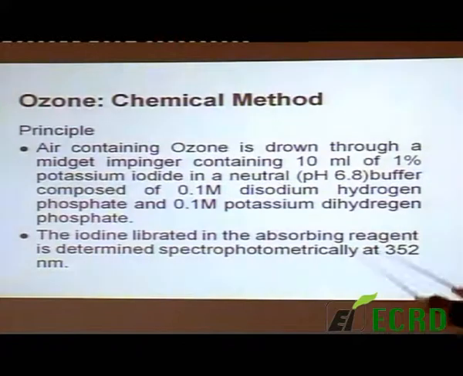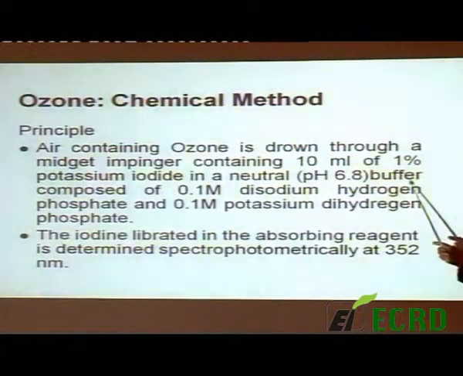This is the chemical method. Air containing ozone is drawn through a midget impinger containing 10 ml of potassium iodide in a neutral solution. A neutral buffer is added to make the solution neutral. The iodine liberated in the absorbing reagent is determined spectrophotometrically at 352 nanometers. You may need a UV photometer for this. UV visible.